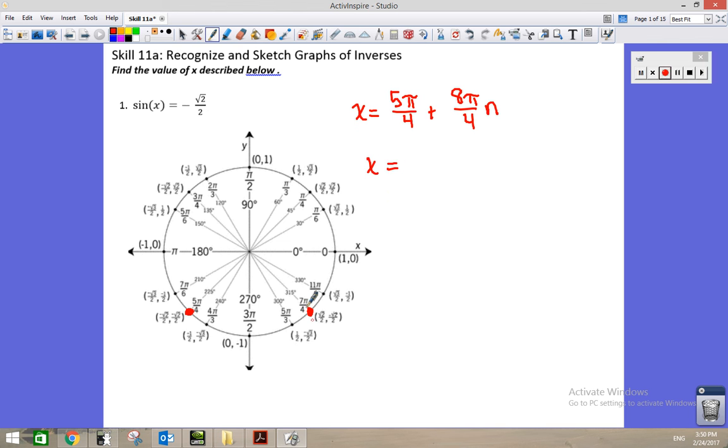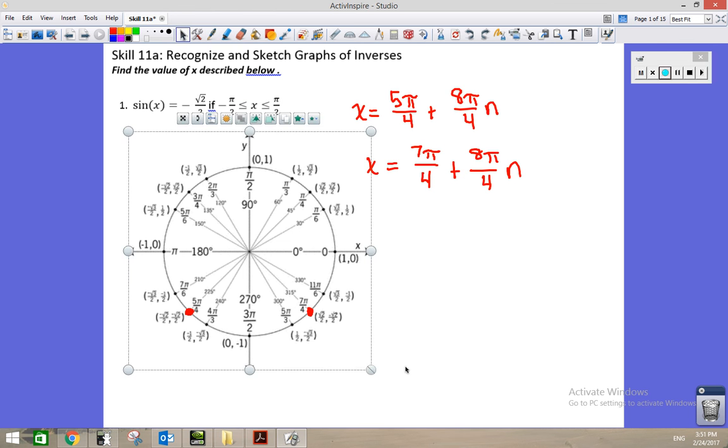If I'm at 7 pi over 4, again, I can describe infinitely many solutions. Now, they did not want infinitely many solutions. They asked me to find the solutions so that x was between negative pi over 2 and positive pi over 2. So if I write my negative pi over 2 and positive pi over 2 in terms of a denominator of 4 so that I can easily compare them, let's do that.